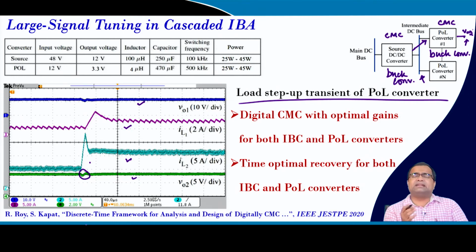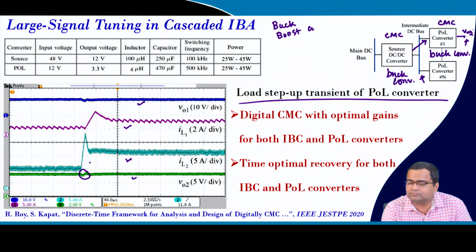So, we have experimentally demonstrated this for a wide range of power converters. We have tested this for our normal buck converter, we have tested for boost converter, and we have tested for multi-phase plus single phase also.